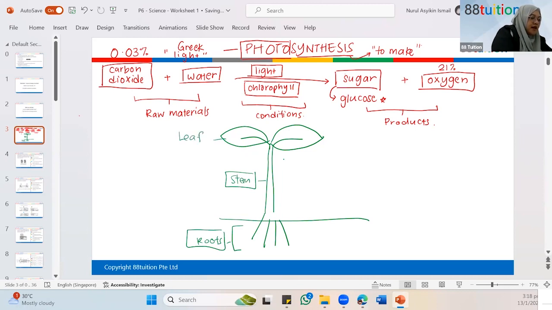Okay, and then let's look at one by one. How do the parts of a plant relate to the equation that I just drew upstairs there? Okay, let's start with the roots first. We go from downstairs to upstairs, upwards. Okay, roots. Root first, if you recall in P5 chapter, what is the function of a root?